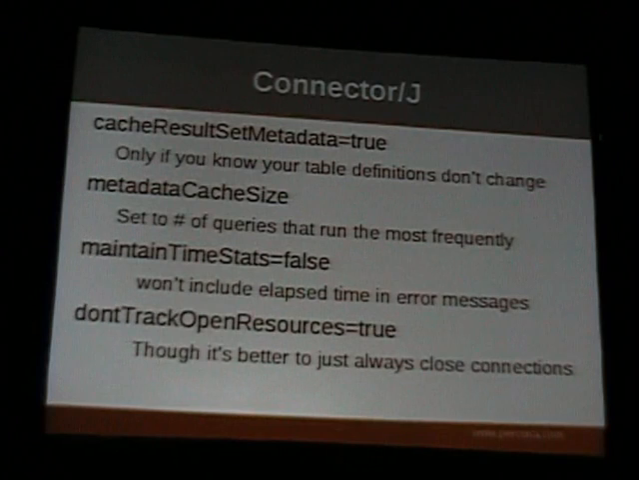Cache result set metadata. It does what it says it does. It will retrieve the metadata about a result set once, and if you have another result set that fetches from the same tables, but for different IDs or tuples, it won't have to refetch the metadata about that result set, and that provides a significant saving.